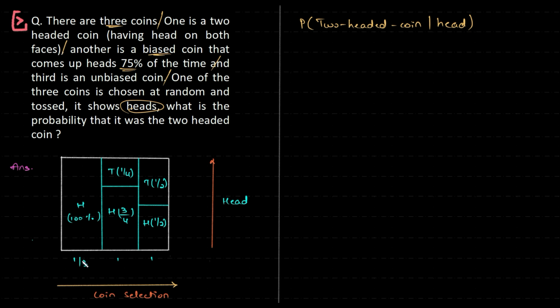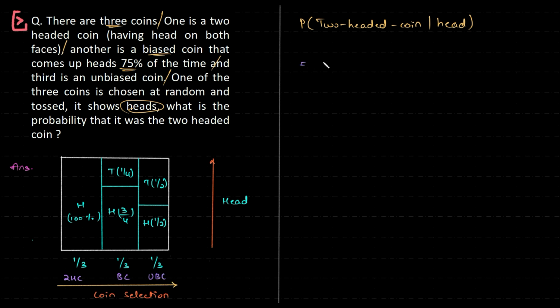So this is 1/3. Since I'm writing everything in terms of fractions, let me continue writing this also as 1/3, 1/3, 1/3. Okay, if you're able to draw this diagram, you're pretty much done. So this is your two-headed coin. This is your biased coin. This is the unbiased coin.